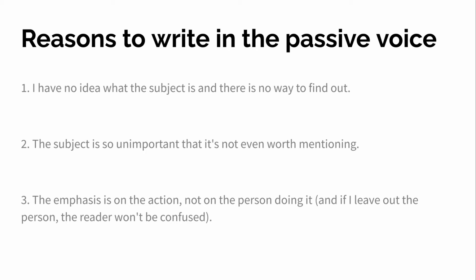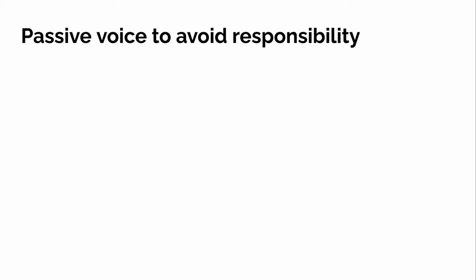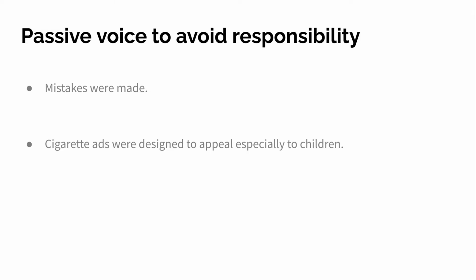Now, when you do choose the passive voice, you should be aware that it can be used to avoid taking responsibility. For example, the sentence, "Mistakes were made," commonly used by politicians to avoid taking responsibility. Who made the mistakes? Not me, not you. A more specific example, "Cigarette ads were designed to appeal especially to children." Who would do such a thing? No one's pointing fingers. No one's taking responsibility.